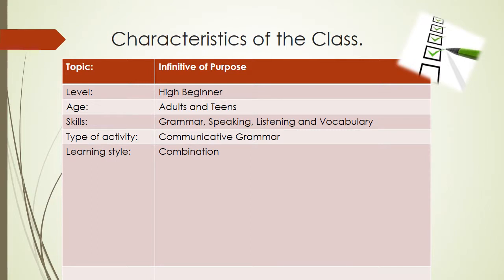So here are the characteristics of the class. Number one, the topic I'm going to choose is the infinitive of purpose. The level of the students, they're high beginner students. The age, well, this lesson plan can be adapted for adults or for teenagers. And also the skills are grammar, speaking, listening, and vocabulary. Okay, so we're going to be targeting more, kind of like the four skills at the same time because it's going to be a communicative grammar type of activity.